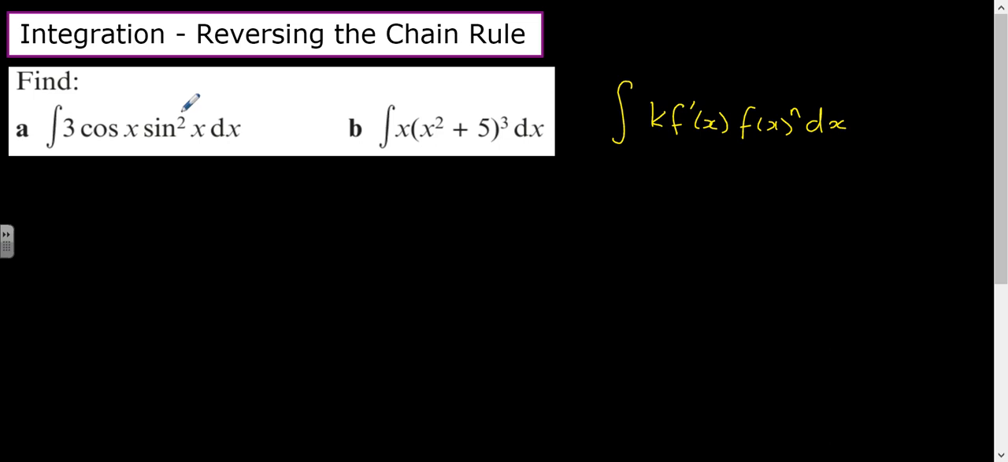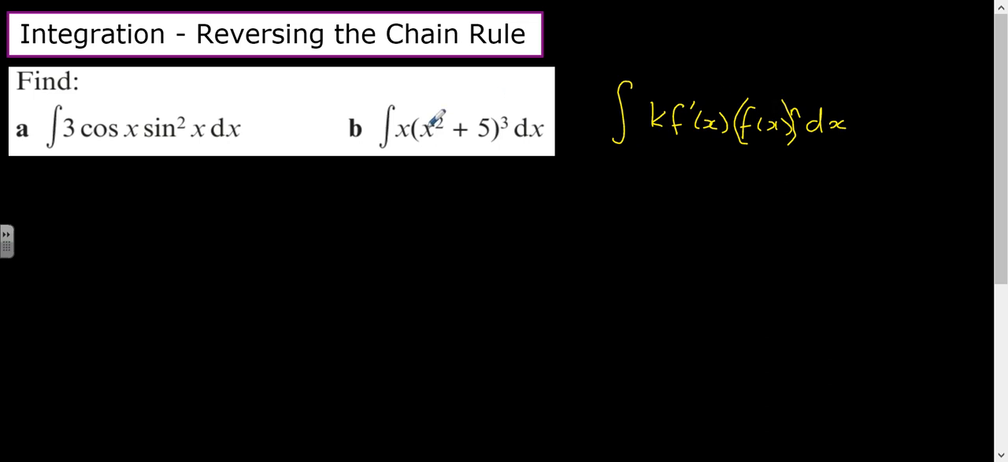Now what we do here, if we look at these functions, and it's perhaps easier to see in the second function, if we have this function of x squared plus 5 raised to the power of 3, i.e. we have f of x all raised to a power, let me just pop that in a pair of brackets so you can see what I mean. If we have this whole f of x raised to a power, and it's being multiplied by a multiple of the derivative of this f of x, then we can apply another instance of the chain rule.